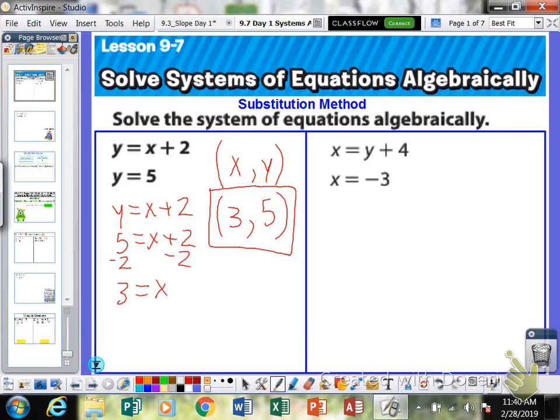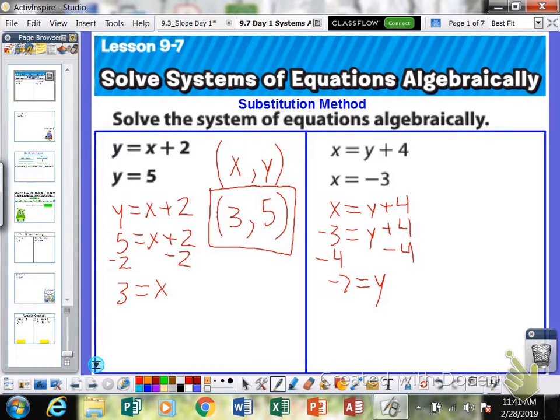In our next one, again, we have our system of equations, x equals y plus 4 and x equals negative 3. So we are lucky again here because the second equation tells us what our x is equal to. So we're going to take that information and plug negative 3 in for x in our first equation. So our first equation is x equals y plus 4. Substitute negative 3 in for x. So negative 3 equals y plus 4. Now to solve for y, I'm going to subtract 4 from both sides. I get negative 7 equals y.